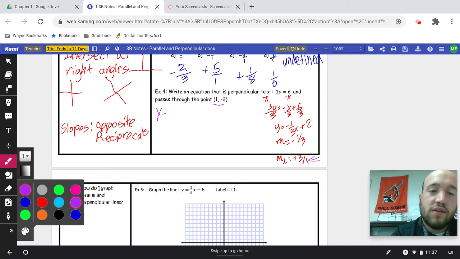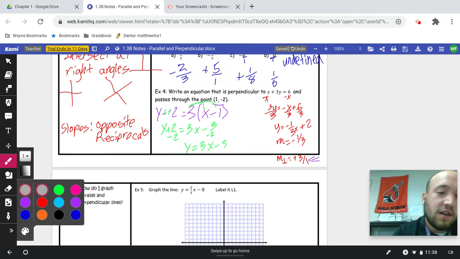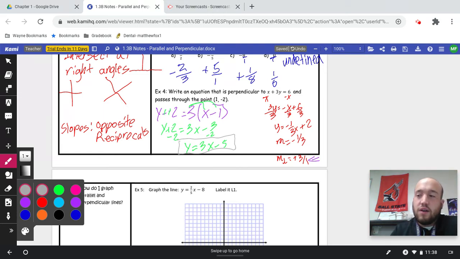So y minus negative 2 equals, now it became positive 3, times x minus 1. Okay, so we distribute that in. This becomes plus, so we get y plus 2 equals 3x minus 3. Then go ahead, subtract your 2, subtract your 2, and y equals 3x minus 5. And that is our final answer right here that I boxed in gray. Okay, so that is how we find the equations.